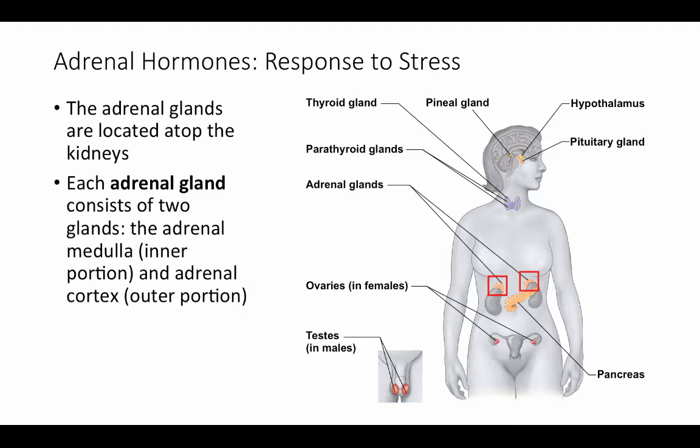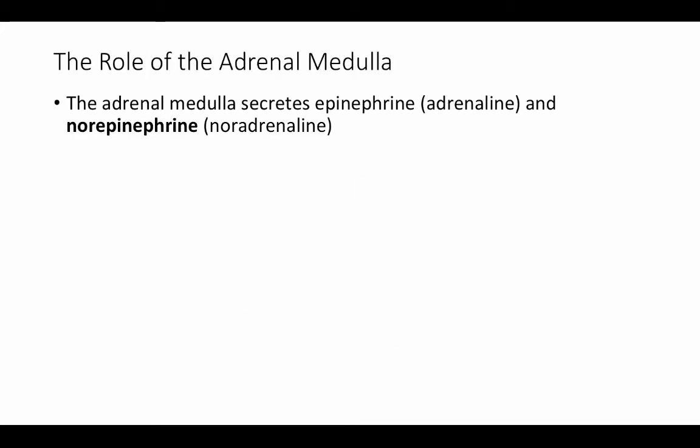These different portions have different developmental pathways. So the inner portion, the medulla, is derived from neural tissue. So this is the neural part of the adrenal gland. The adrenal cortex is derived from glandular epithelium, and that's sort of the regular gland part of the adrenal gland.